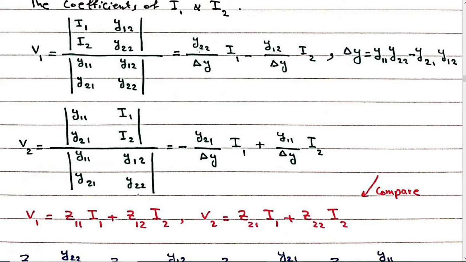So from here, V1 is y22 divided by delta y multiplied by I1. So this one is V1 is equal to Z11 multiplied by I1. So Z11 is equal to this. Plus Z12 multiplied by I2. So Z12 is minus Y12 divided by delta y, where delta y is this.